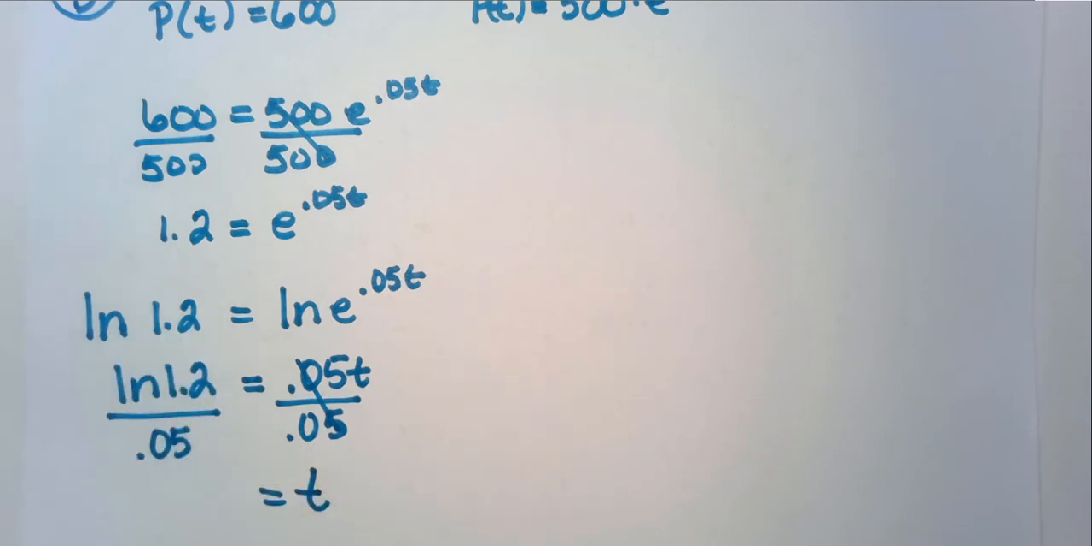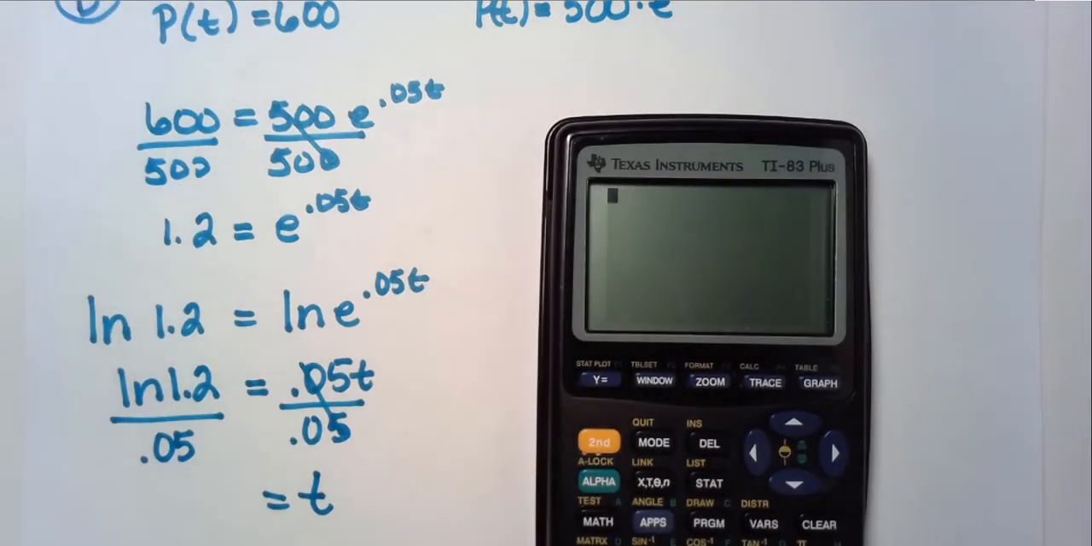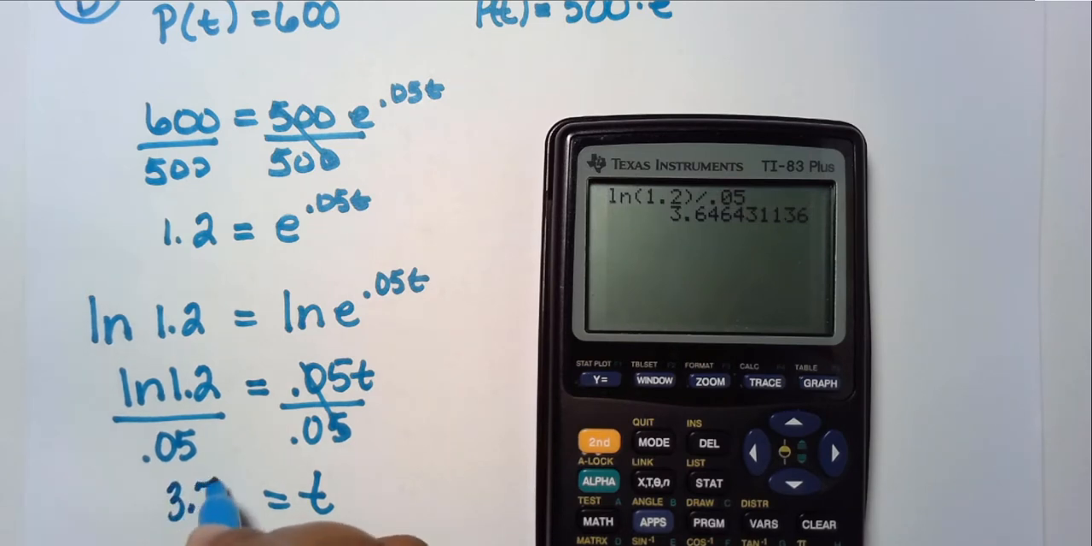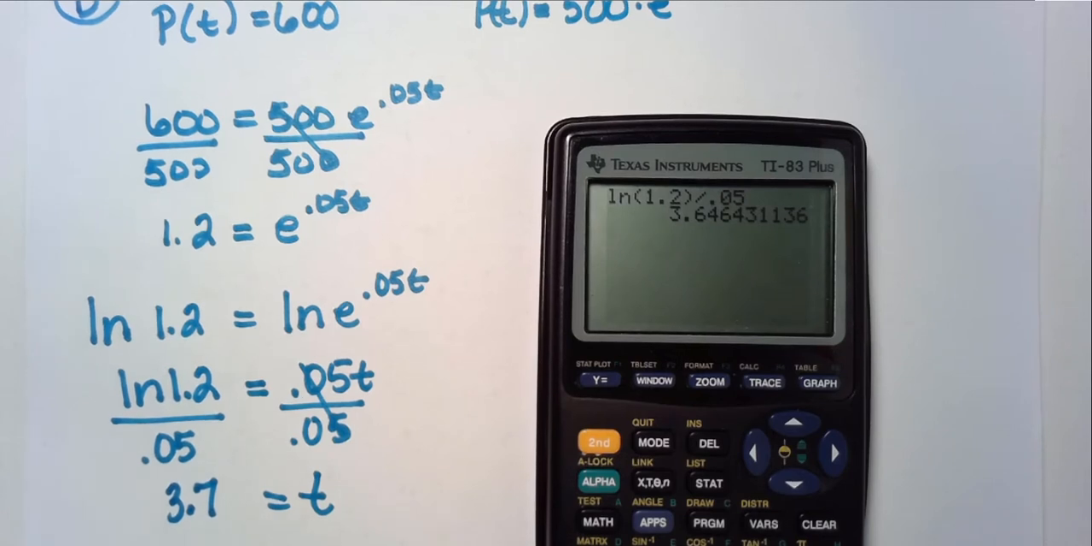And we have t is equal to, let's go ahead and enter that information here, ln of 1.2 divided by 0.05, and we have 3.6464311136. In MyMathLab, it's going to ask you to round to the nearest tenth. So let's take this decimal answer and round it to the nearest tenth. And we have 3.7. So when will the insect population reach 600? 3.7 days.